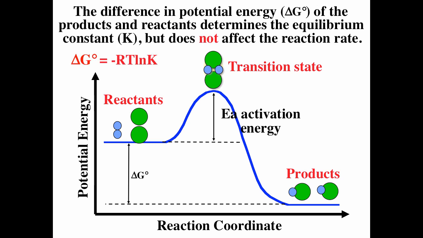The difference in potential energy, delta G, of the products and reactants determines the equilibrium constant. Another thing that's very important to understand from this graph is that the activation energy determines the rate constant, while delta G determines the equilibrium constant. So thermodynamics, delta G, and the equilibrium constant are different than kinetics, which includes the rate constant and the rate. Activation energy determines the rate constant, delta G determines the equilibrium constant, and the two are very different, very separate.